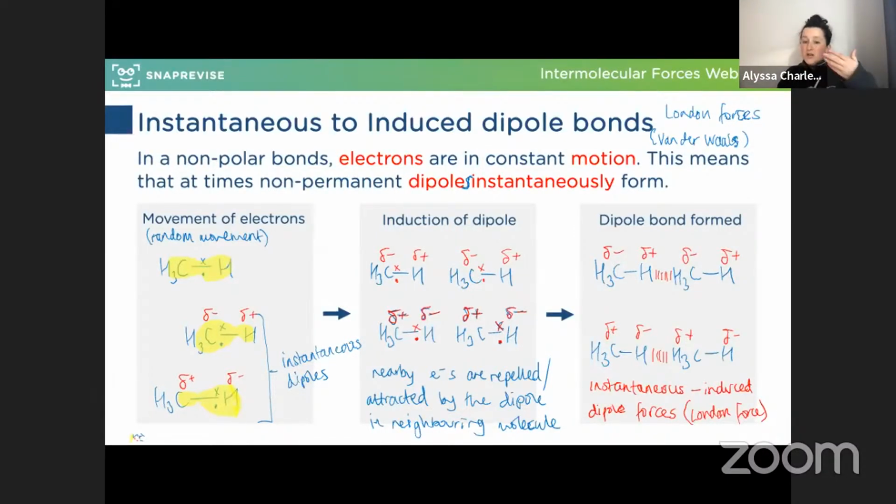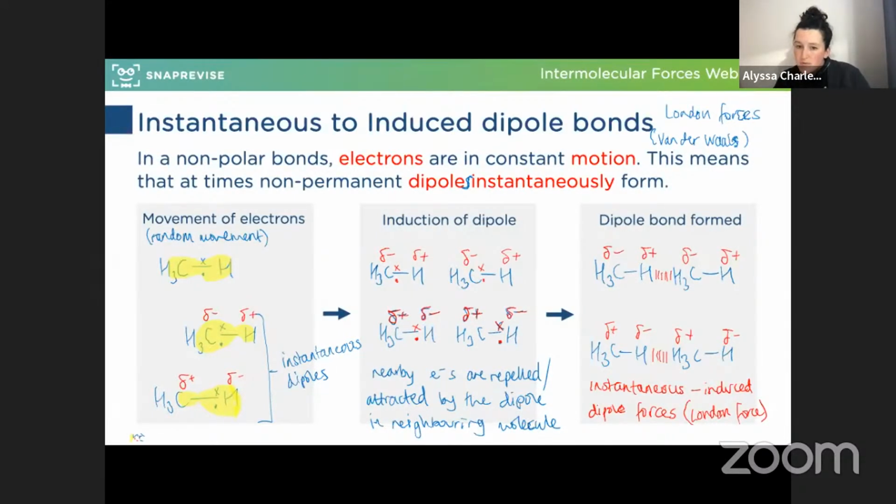So in terms of how will we know which element is more delta positive, it could be either. If your bond is not already polar, then either could be delta positive because it's just random movement of electrons. Sometimes they're over here, sometimes they're over there. It wouldn't matter. If you were asked to draw this intermolecular force in an exam, they would accept either being delta positive or delta negative. Hopefully that answers your question.